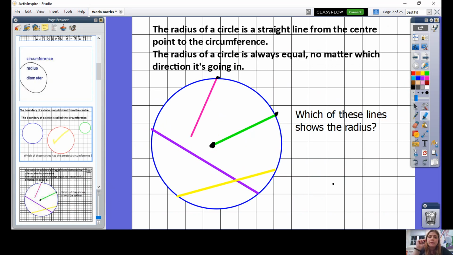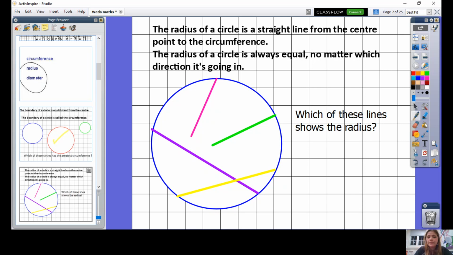The next word we're going to look at is radius. Radius means a straight line from the circumference, the outside of the circle, to the point in the centre of the circle. It doesn't matter in which direction I'm drawing the radius. I could start from any point on the outside of the circle, but it would always be the same length to reach the centre. So the radius is any line from the circumference to the centre of the circle. It could be in any direction. Which of these coloured lines shows the radius then? Which line is straight from the circumference, the outside, to the centre?